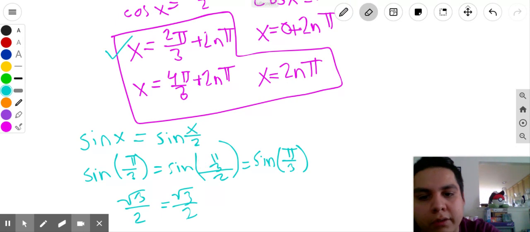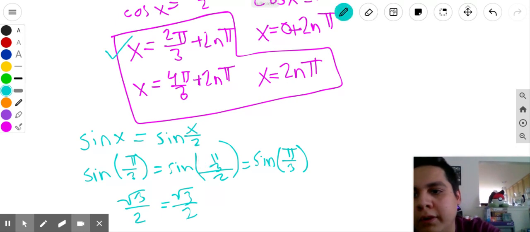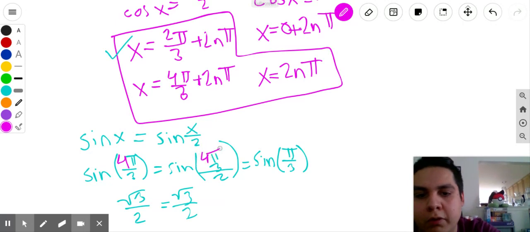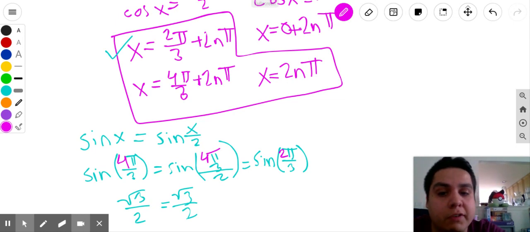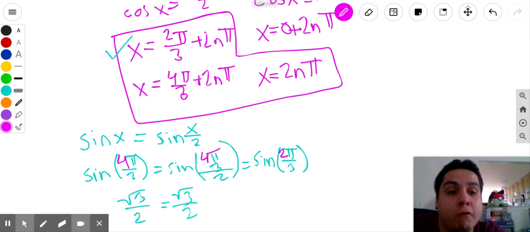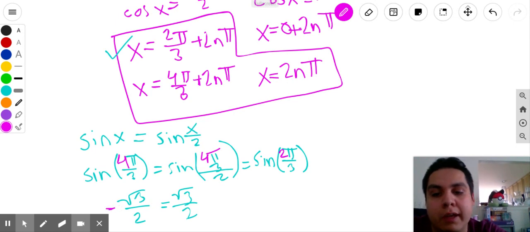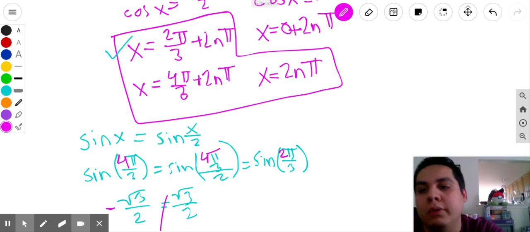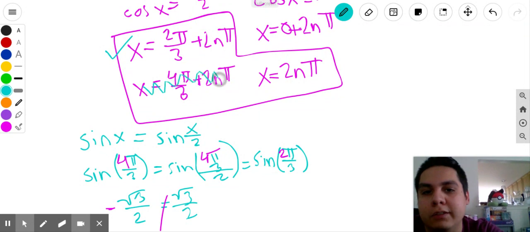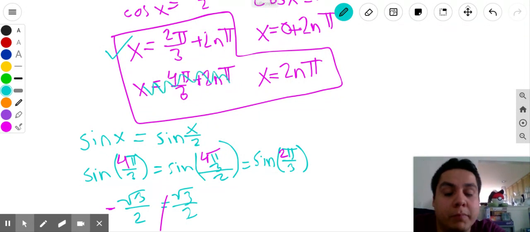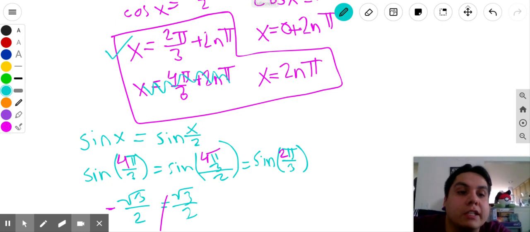If I replace all of these with a 4 instead, 4 pi over 3 divided by 2, that means it's sine of 2 pi over 3. Sine of 2 pi over 3 we figured out was a positive number. However, sine of 4 pi over 3 comes out negative. So this is not equal. So this does not count as a solution. Because again, I squared. That's why the values are the same, but the signs are opposites, because I didn't take that into account at the very end.